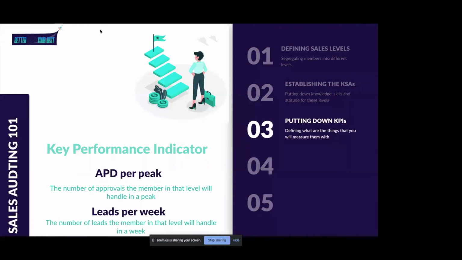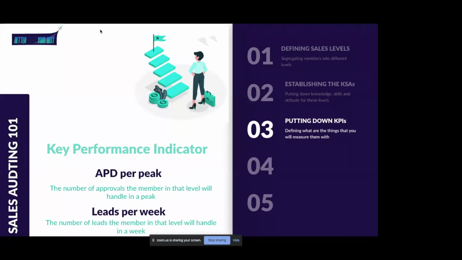So let's say a member at a master level has to achieve close to 8 approvals in one peak. If they are already progressing towards that goal, and if you know about these KPIs, then you'll be able to track them better. When they are at, let's say, 4 or 5, you know that you only need to push them a bit and they will reach 8.